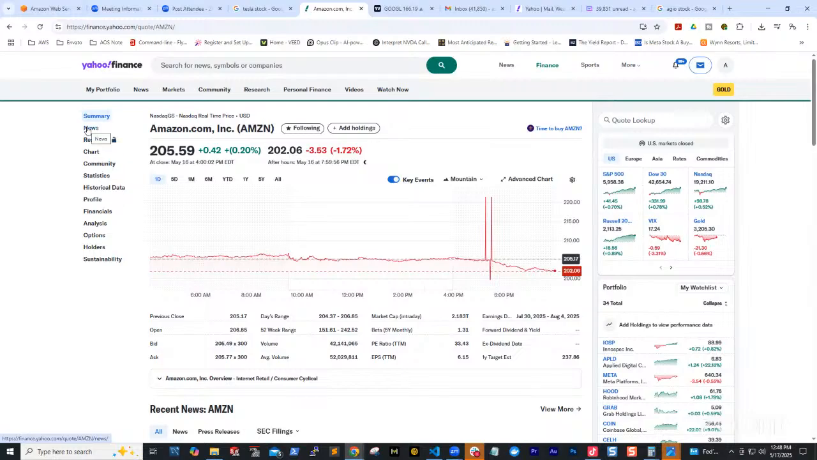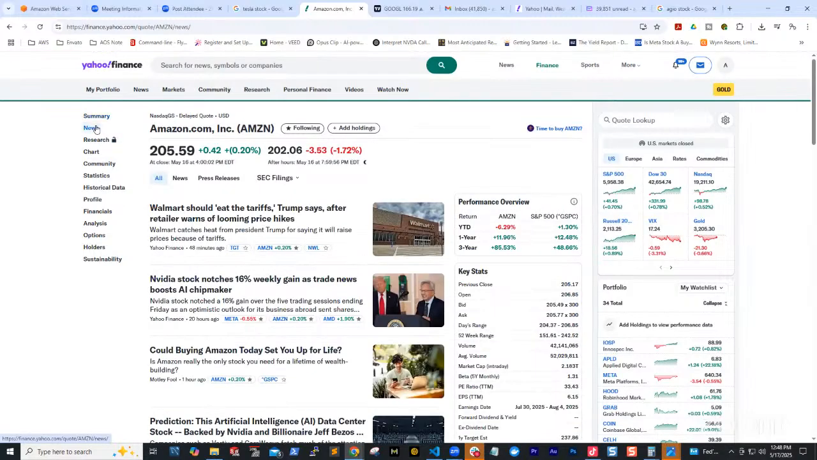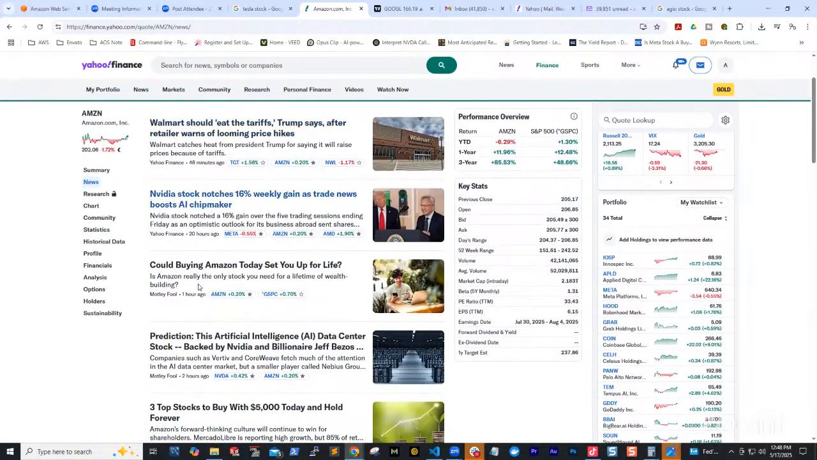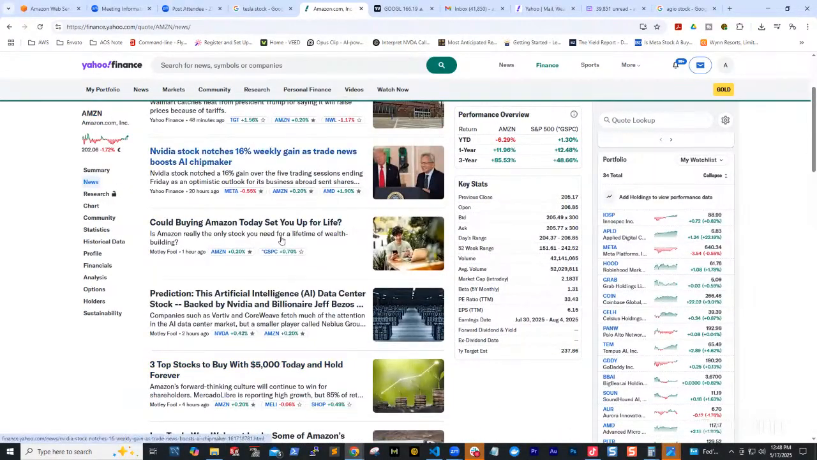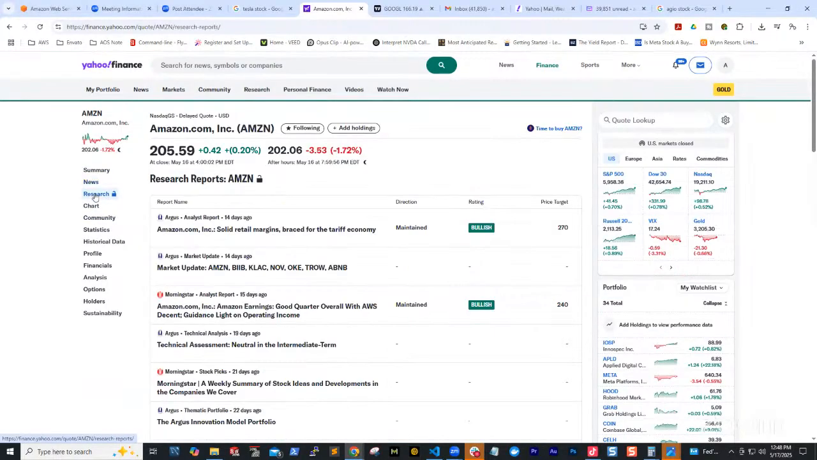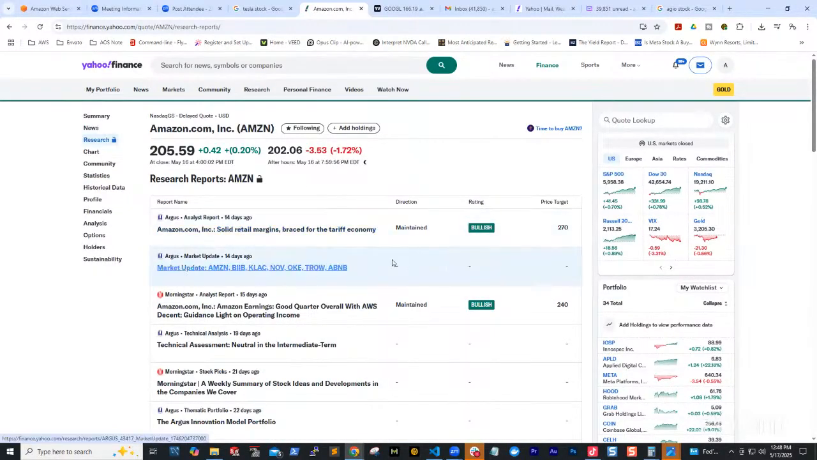So if you want to check Amazon now, you want to find out the news, you can check news on Amazon here. You see all the news, recent articles people are writing on Amazon. Research, this one is if you have the paid one. They have some research, right? So you can see according to this research, they are saying Amazon is bullish and it should go to 270.